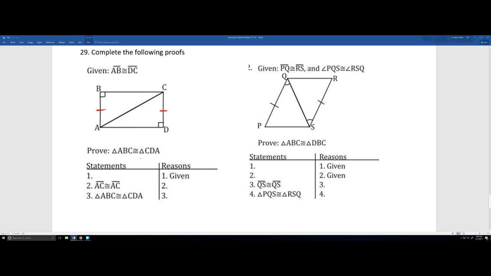Prove that these two triangles are congruent. Well, they didn't just give us that AB is congruent to DC. Yeah, they say it's given, and they have that little table right there. AC is congruent to AC. Well, anything congruent to itself is usually using the reflexive property.